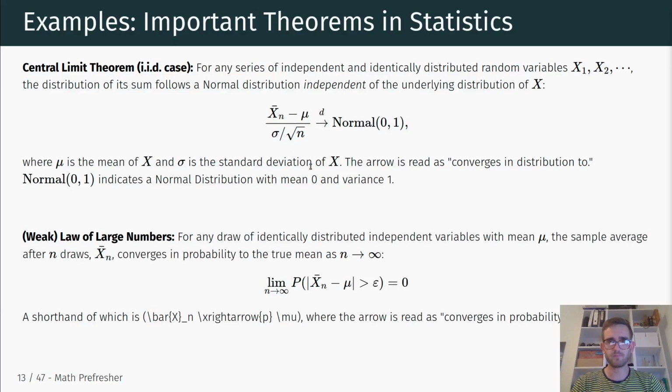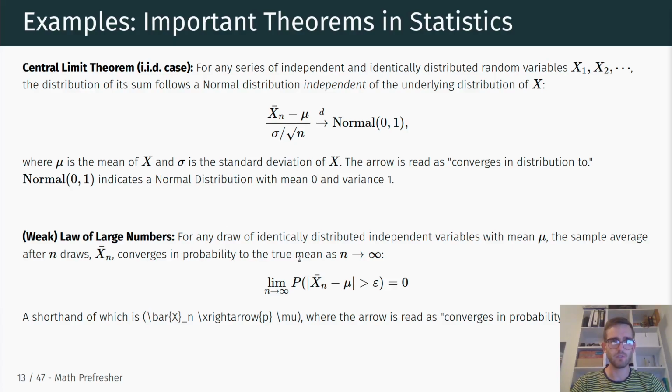A second fundamental, really important theorem in statistics is the law of large numbers, which states that for any draw of identically distributed independent variables with mean mu, the sample average after n draws, so x bar n, converges in probability to the true mean as n approaches infinity.